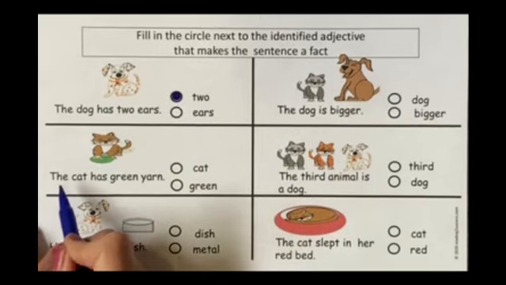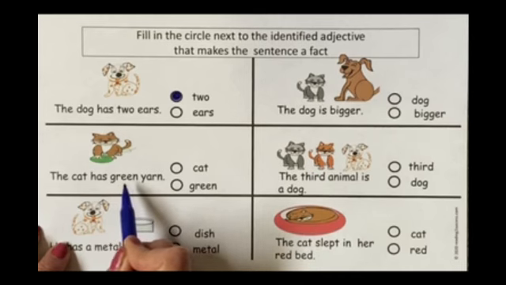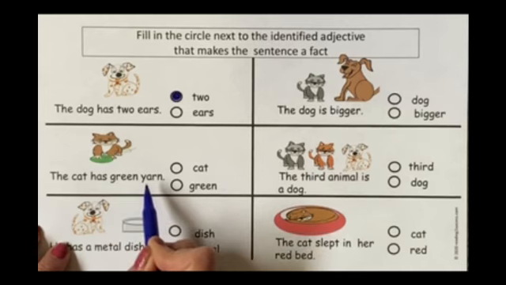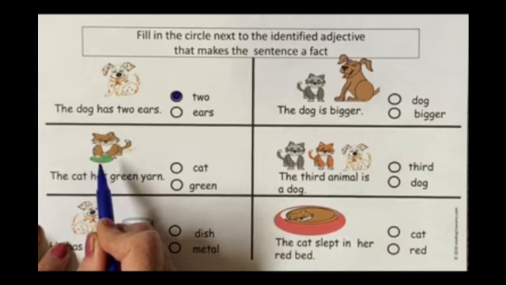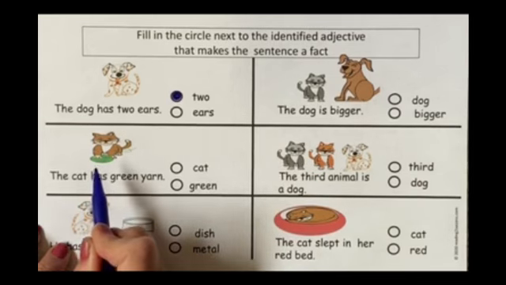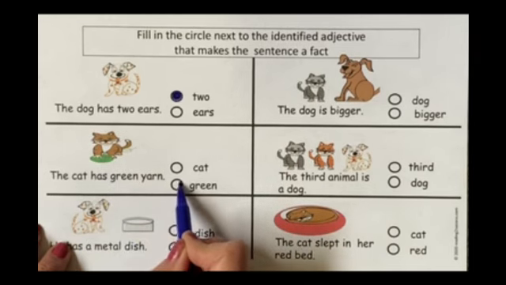Let's go down to the next one. The cat has green yarn. Green is the adjective describing yarn. It is telling the color that the yarn is. No one can say it's red. No one can say it's blue. It is green because we can identify the color and we can see it. Green.